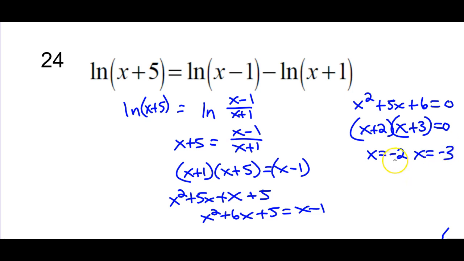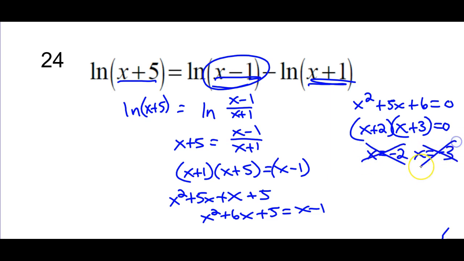Now notice when we check these, if I put negative 2 into this right here, I'm going to get a negative 1. And you can't take the natural log of a negative number. Over here it's fine, you get positive 3, but I still have an issue here and actually here also. So x equals negative 2 is extraneous, and the same thing for x equals negative 3. So I don't have a solution to this one because they're both extraneous, so we're going to say no solution.